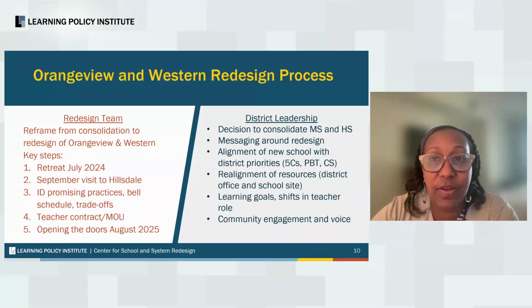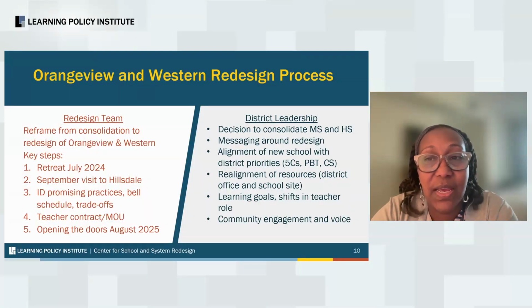For a few years, there had been a discussion in Anaheim, and then last May, leaders began to frame the merger of the schools as an opportunity for redesign.